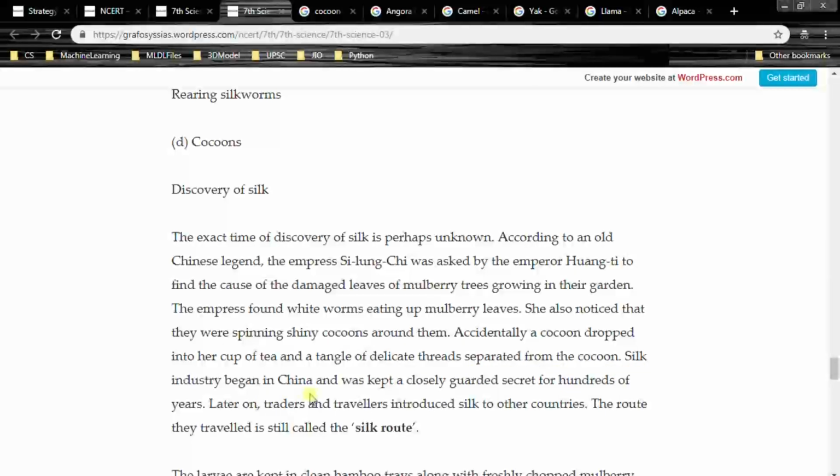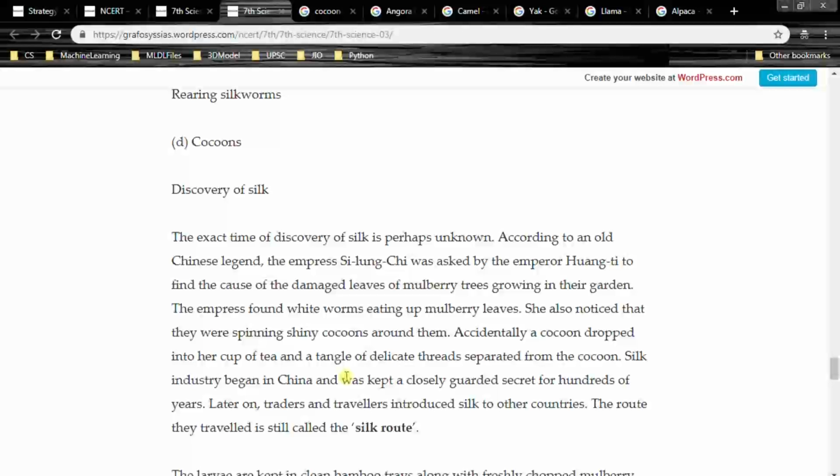Silk industry began in China and was kept a closely guarded secret for hundreds of years. Later on, traders and travelers introduced silk to other countries. The route they traveled is still called the Silk Route. So this is the story of the silk.